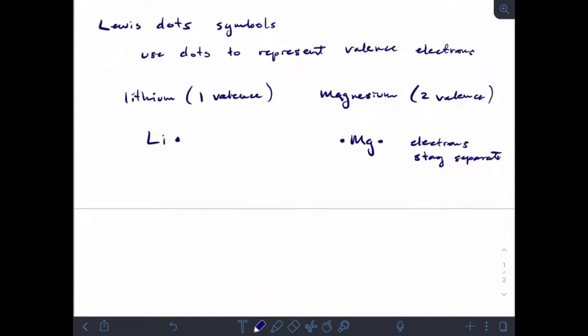Let's do oxygen. Oxygen has 6 valence. So I'll write my symbol for oxygen, and I'll write 1, 2, 3, 4, and now I will start to pair them. 5, 6. Again, it doesn't matter where I have the pairs, as long as I have 2 pairs and 2 unpaired.